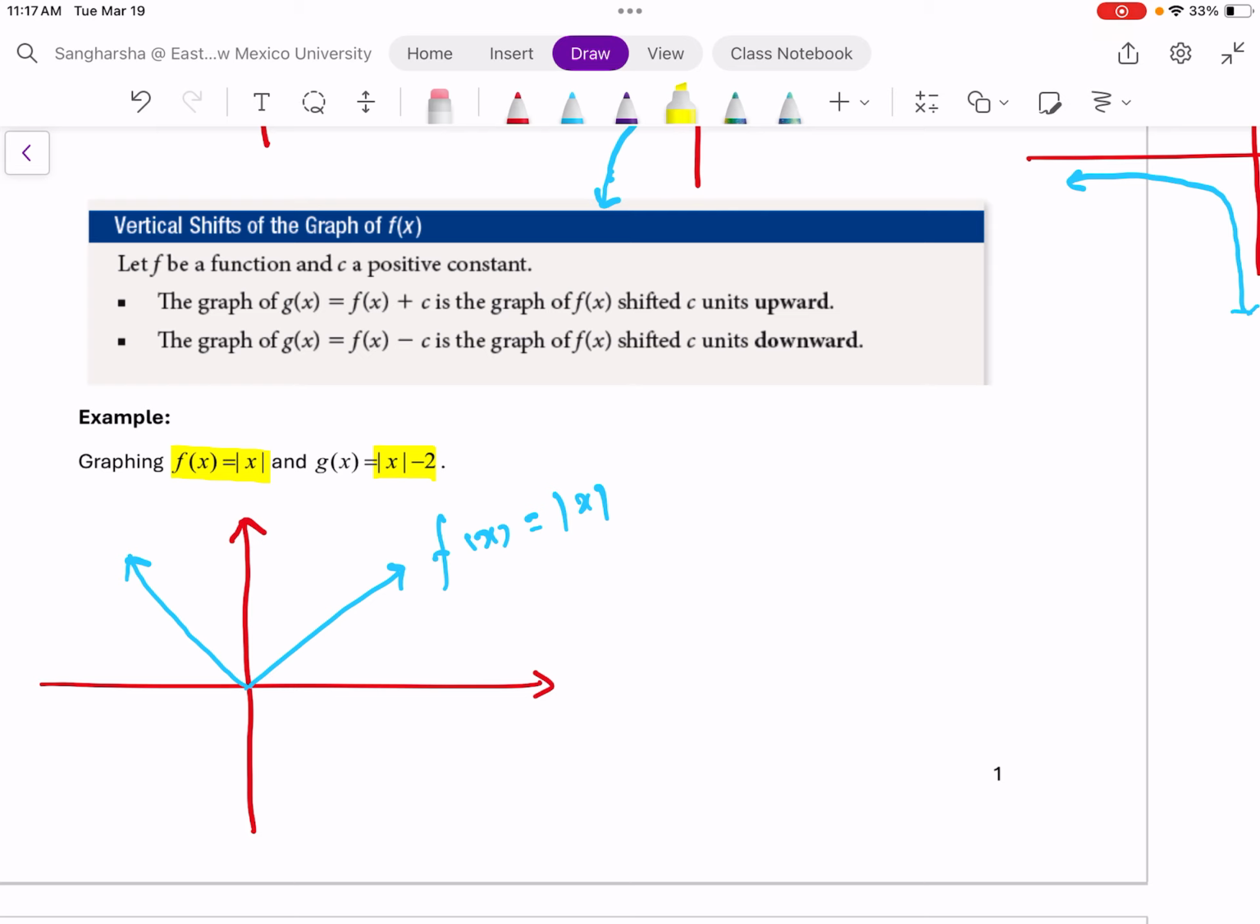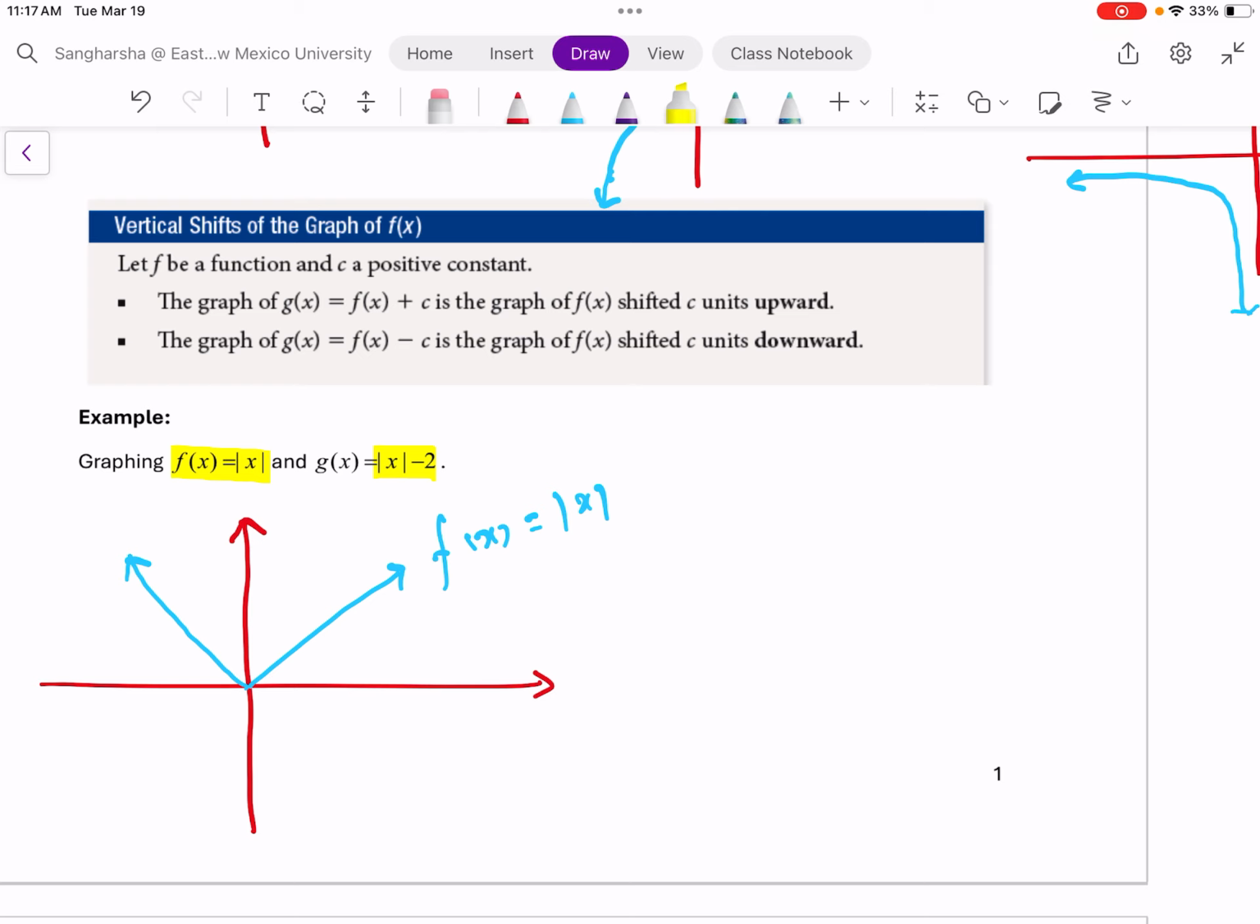Okay, now once you know the basic graph, you don't need to use a graphing calculator, you don't need to use a table, but you have to know the basic graph. You need to know the shape of a basic function. So this is our graph for a basic function. Now we are trying to graph our g of x with the help of this basic function.